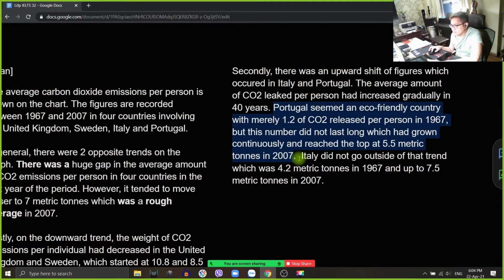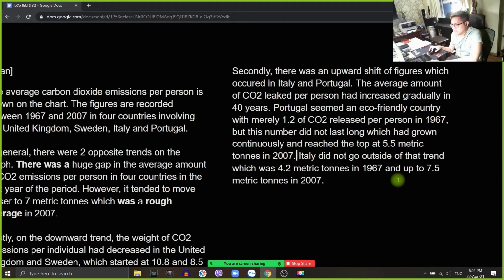Okay, so Italy did not go outside of the trend. Go outside of the trend, this is a very spoken language. Văn nói nè, đi ra ngoài cái xu hướng đó nè, văn nói nè. Italy was not an exception, let's just say.